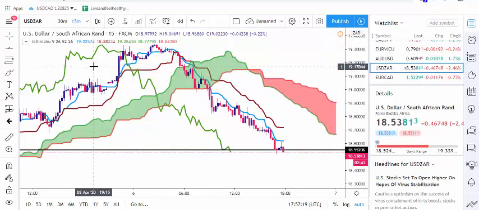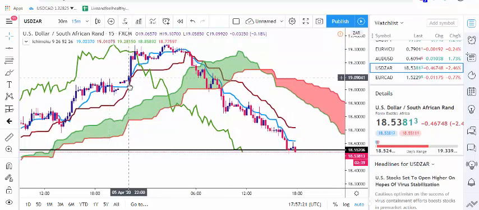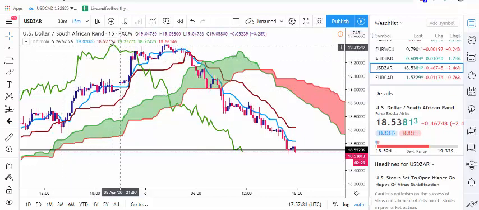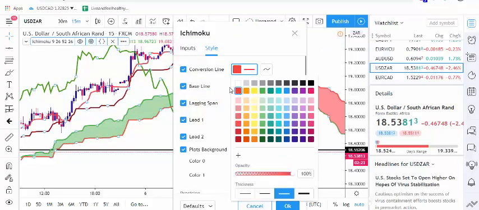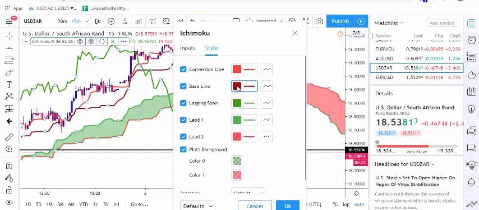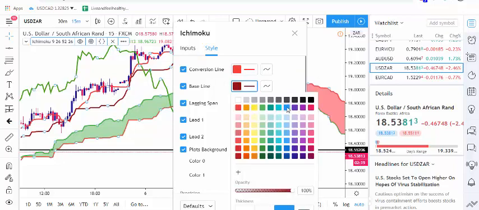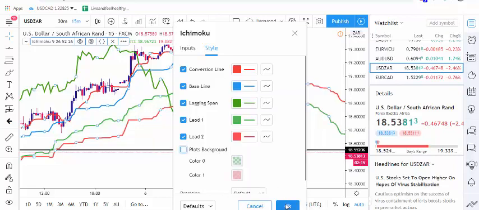So remember what we said about these two indicators. First, the Tenkan-sen and the Kijun-sen. This one is faster compared to this. Okay, TradingView made their blue. Let's change it to red, so it's easily seen. And let's change the baseline. Let's make it blue. All right. So that way there is no confusion.